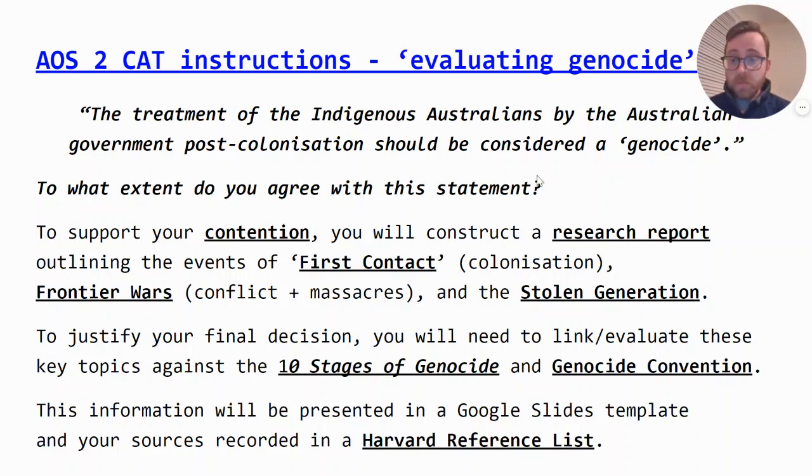So yes, no, or maybe. You form yourself a contention. I have an opinion, a point of view, a perspective. And then to support my contention, so if I say yes, there was a genocide, I need to support that with evidence. So what I'm going to do is construct a research report.